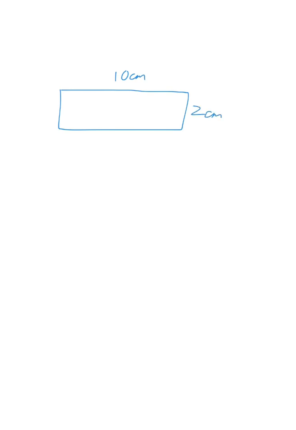Okay, let's have a look at triangles now. So let's say we had a rectangle that was 10 centimeters by 2 centimeters. And if we had to find the area of that, I'd have 10 times 2, which would be 20 centimeters squared. Now, let's say I halved this by drawing a diagonal.